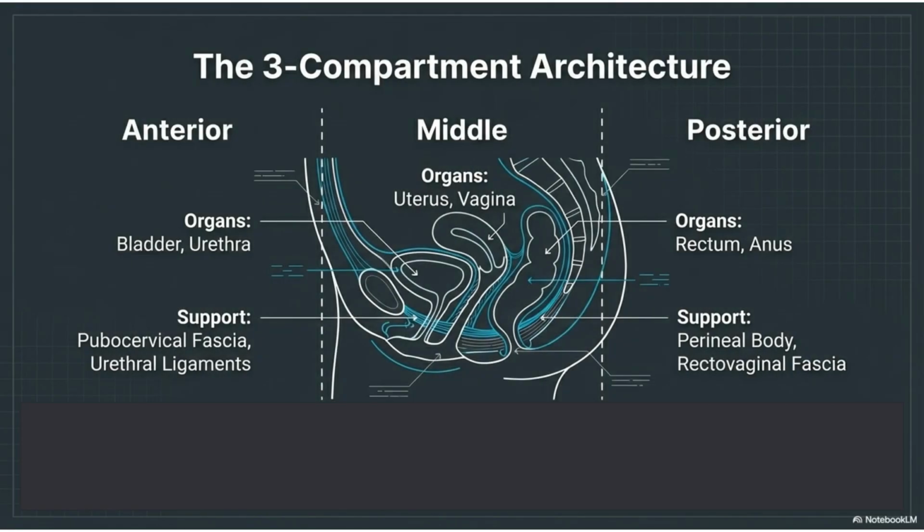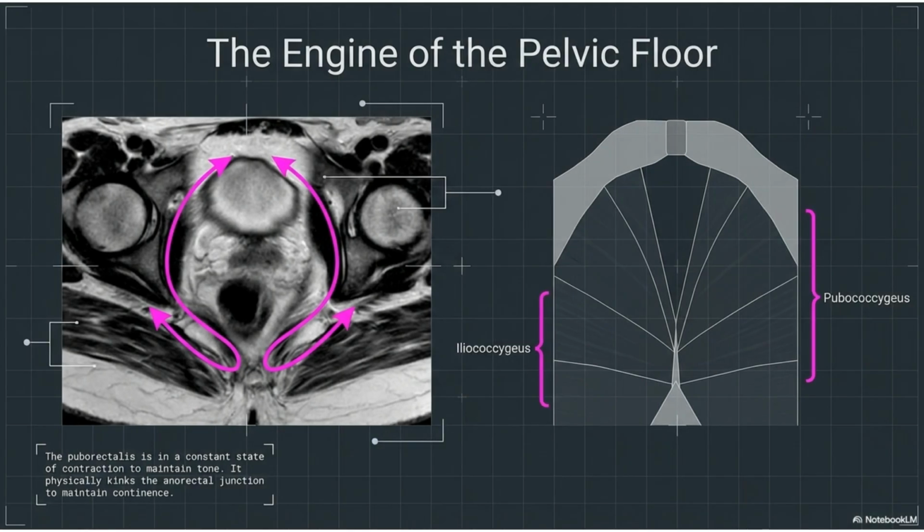The pelvic floor architecture is divided into three compartments: anterior, middle, and posterior. Each contains specific organs and is supported by key structures, which dynamic MRI can effectively evaluate. The puborectalis muscle acts as the engine of the pelvic floor. It maintains a constant state of contraction to kink the anorectal junction, which is essential for continence.